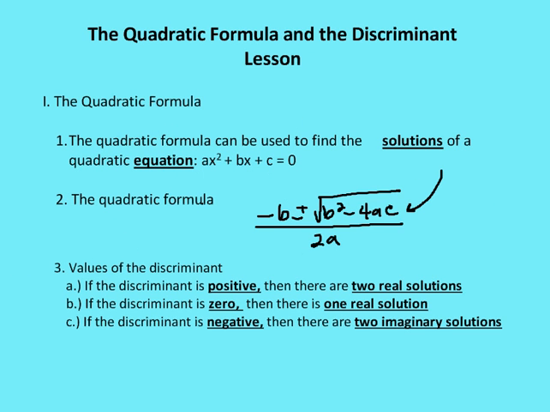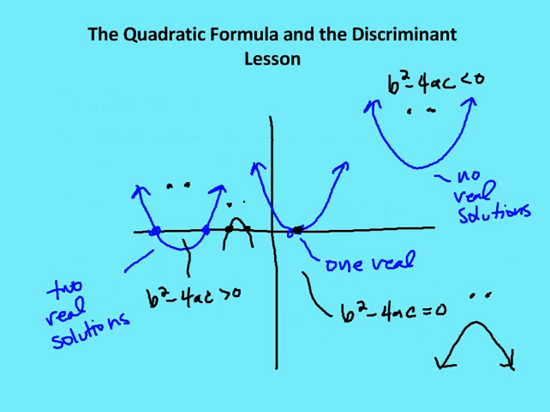Sometimes it's going to be difficult to factor a quadratic, so you can use the quadratic formula based off of the quadratic in standard form, where the formula is minus b plus or minus the square root of b squared minus 4ac, all over 2a. Now, if I have one solution, that means the discriminant is 0. If I have two real solutions, the discriminant is going to be positive. And if I have two imaginary solutions, the discriminant is going to be negative. Graphically, with two real solutions, the graph crosses the x-axis twice. With one real solution, the graph crosses the x-axis once. And with no real solutions, the graph does not cross the x-axis.